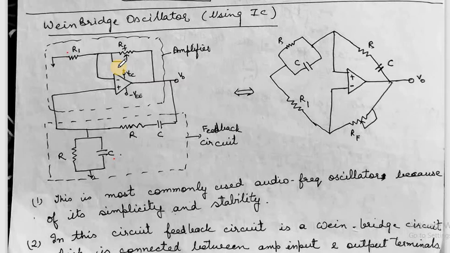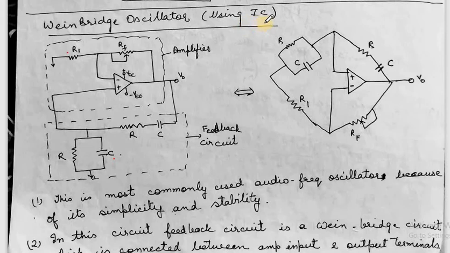So we have already discussed the Wien bridge oscillator circuit that was made with the help of a transistor. In that circuit we had used the transistor circuit as an amplifier, and an RC network was used in a special manner, termed a lead lag circuit, which acted like a feedback circuit. So here also we'll be discussing the Wien bridge oscillator, this time using an IC.